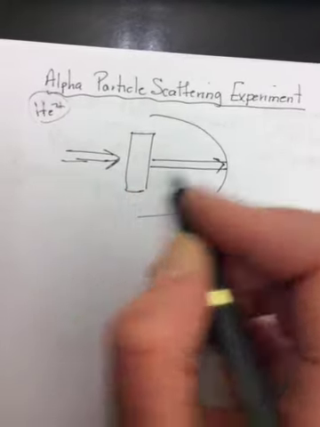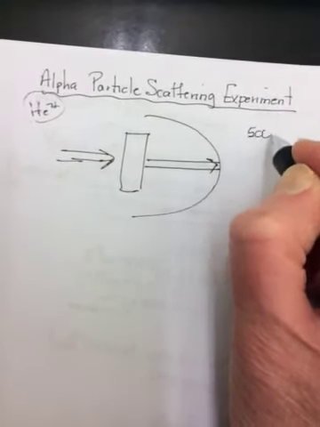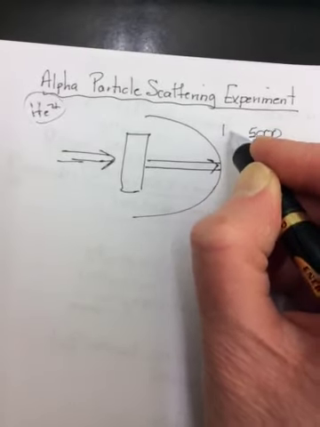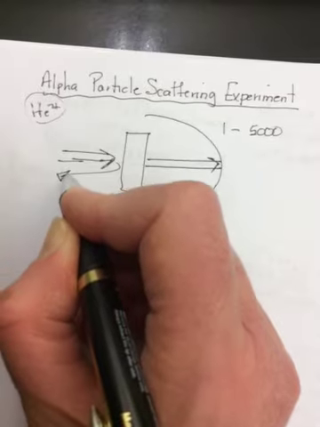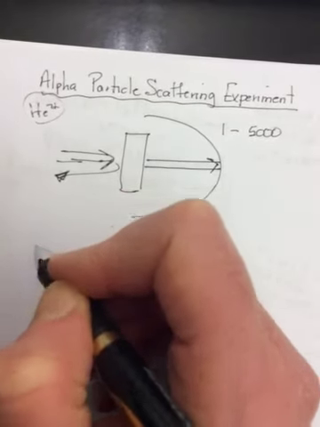And 1 of every 5,000 was reflected or deflected almost straight back.